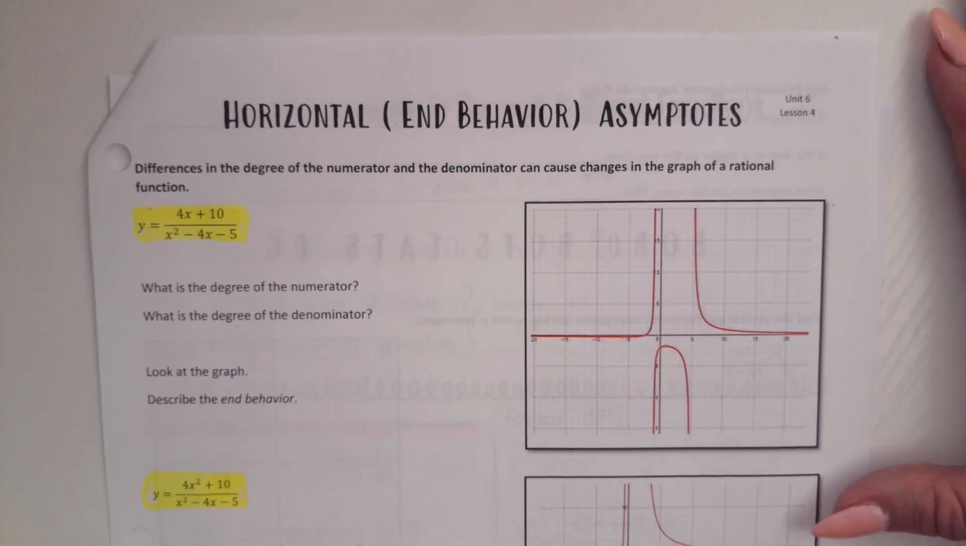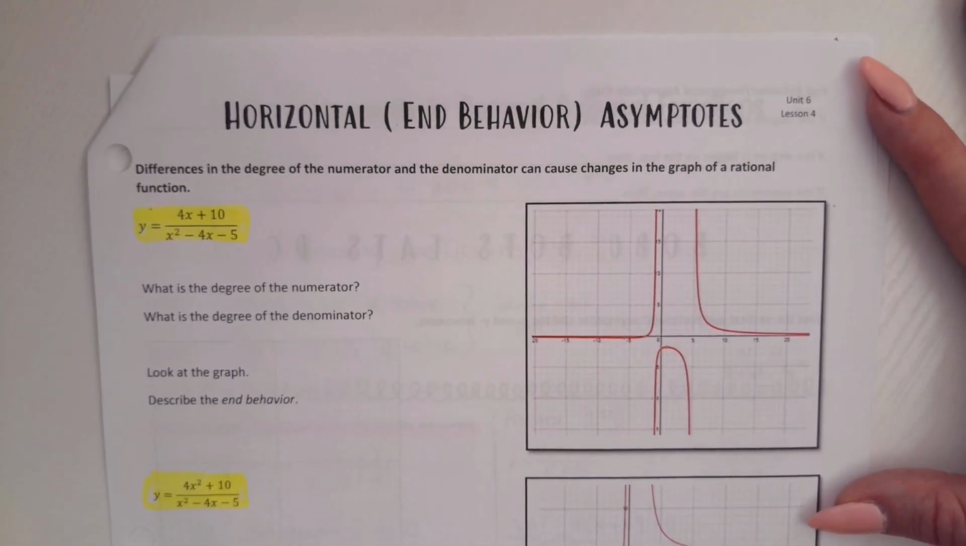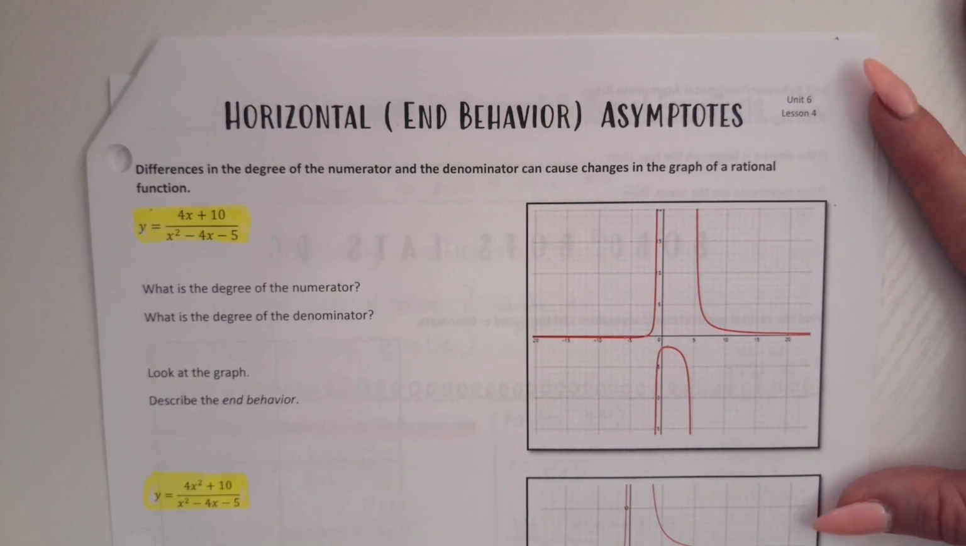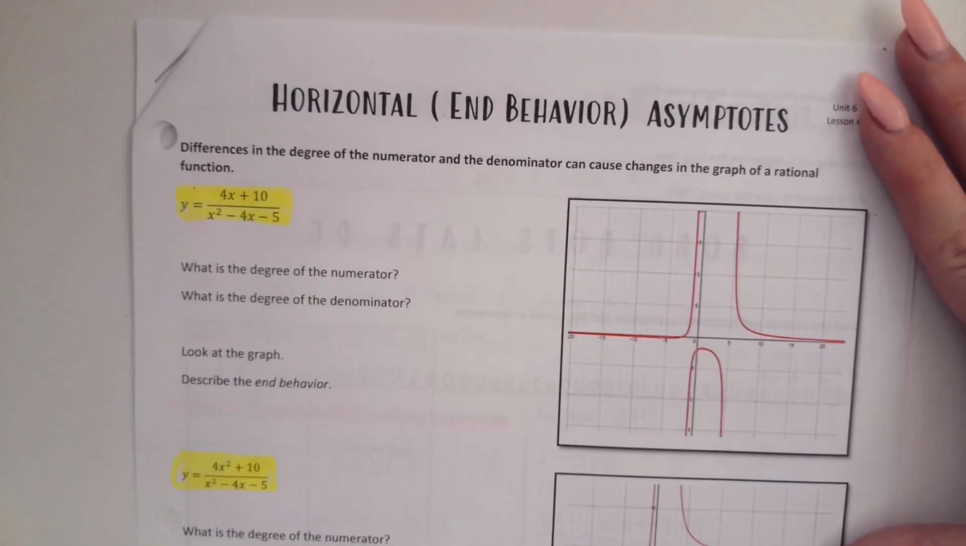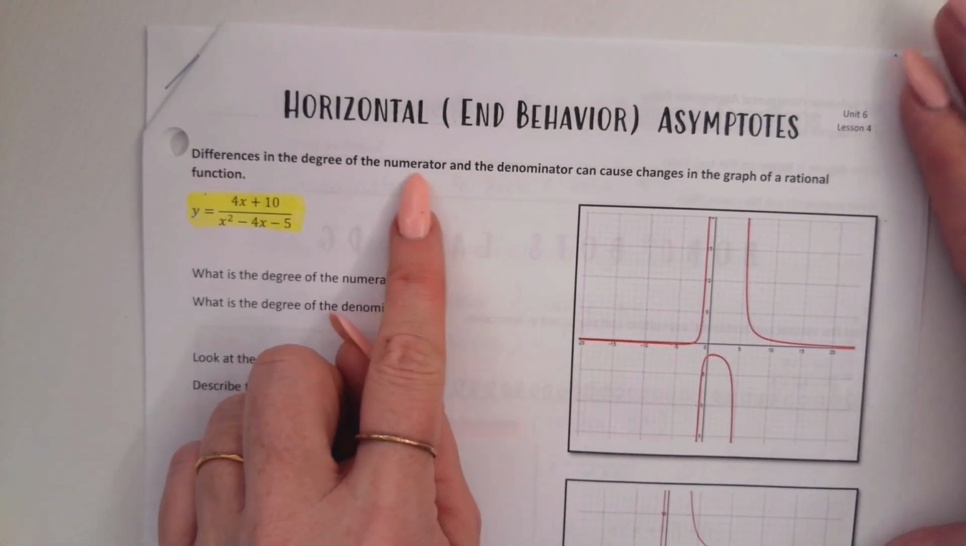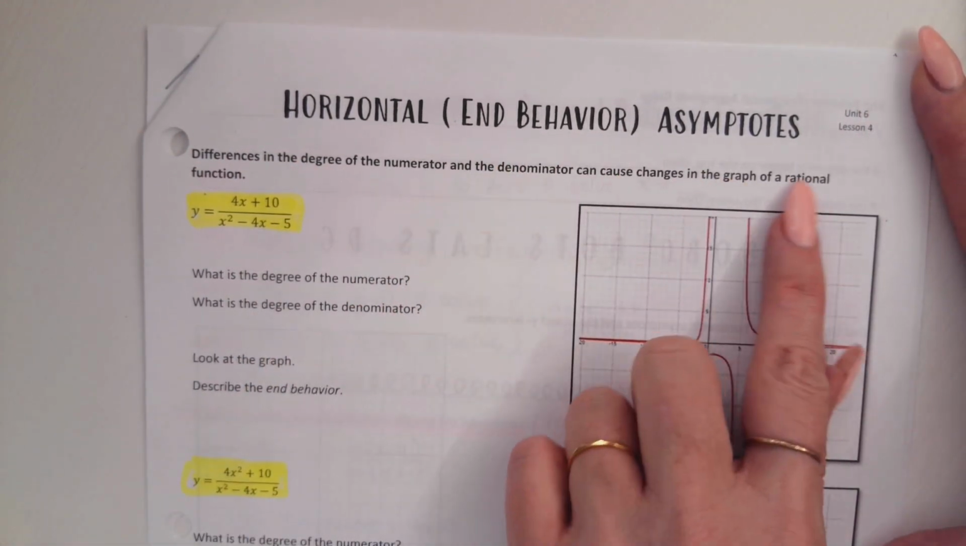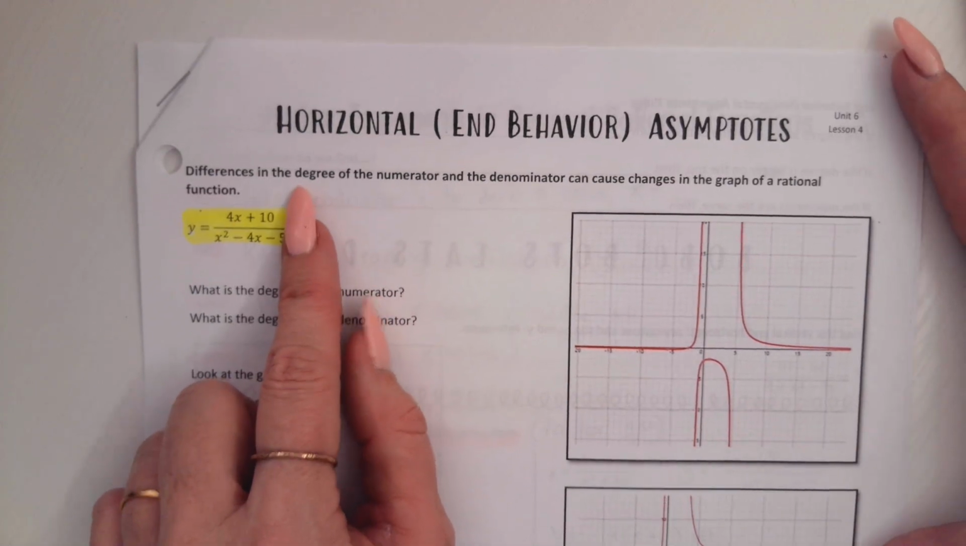What does the word degree mean? The what? The highest exponent. Bless you. Yes, the highest exponent. Okay, so differences in the degree of the numerator and denominator can cause changes in the graph of a rational function.